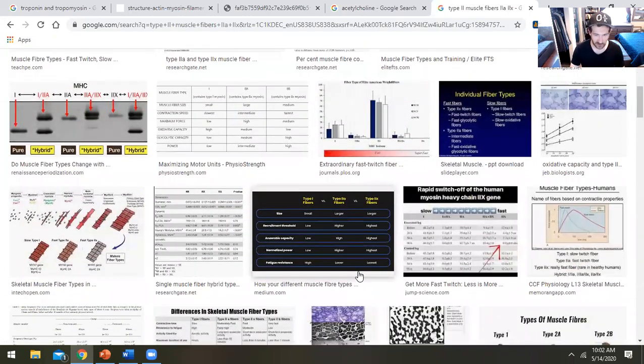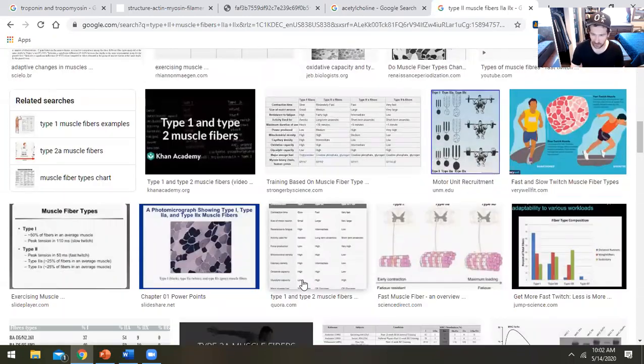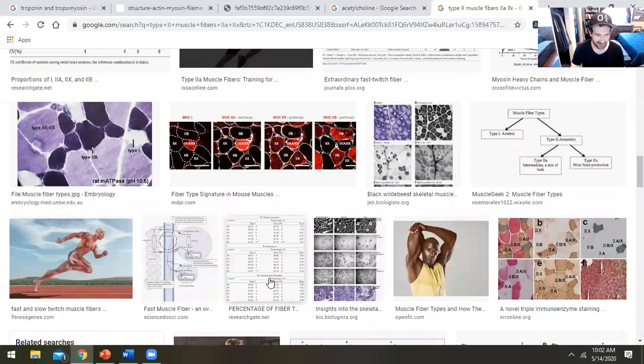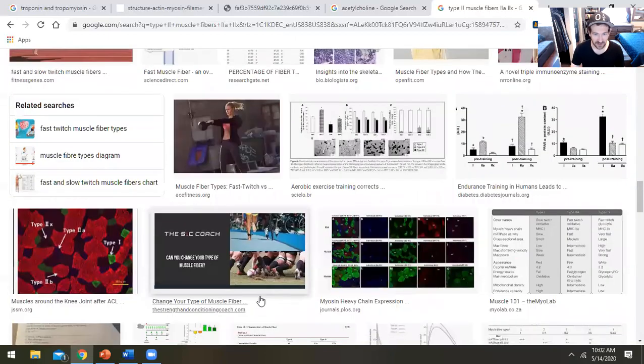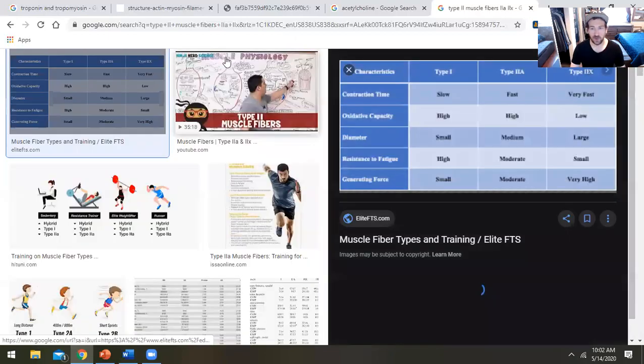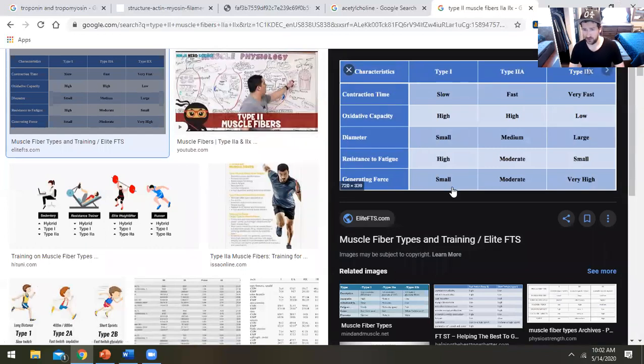I'm probably not going to find the chart I want. I don't know how to Google it, and I don't have a picture in my PowerPoints. All right, well, here's kind of a cool little chart here.